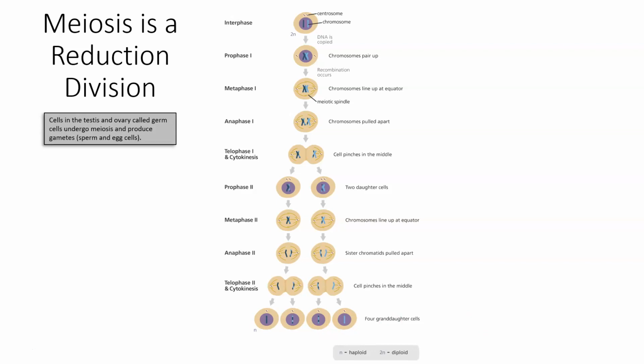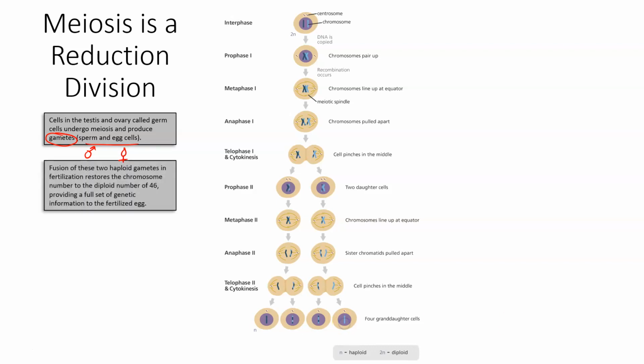So, cells in the testes and ovary, called germ cells, undergo meiosis and produce gametes. The gametes, like I've referred to, are the sperm cells and egg cells. Obviously, sperm cells are going to be male, and the egg cells are going to be female. Both of them are haploid, meaning they have 1 complete set of chromosomes each.